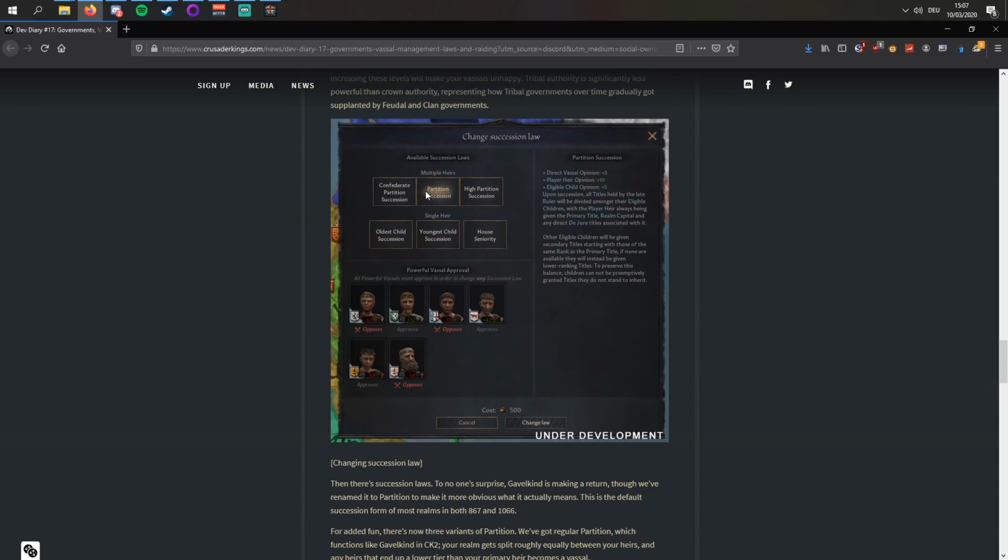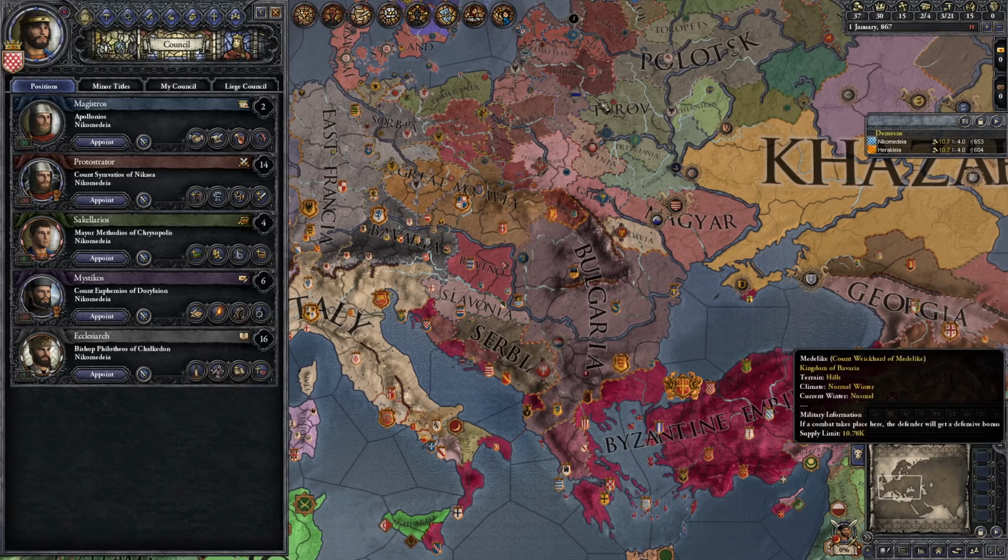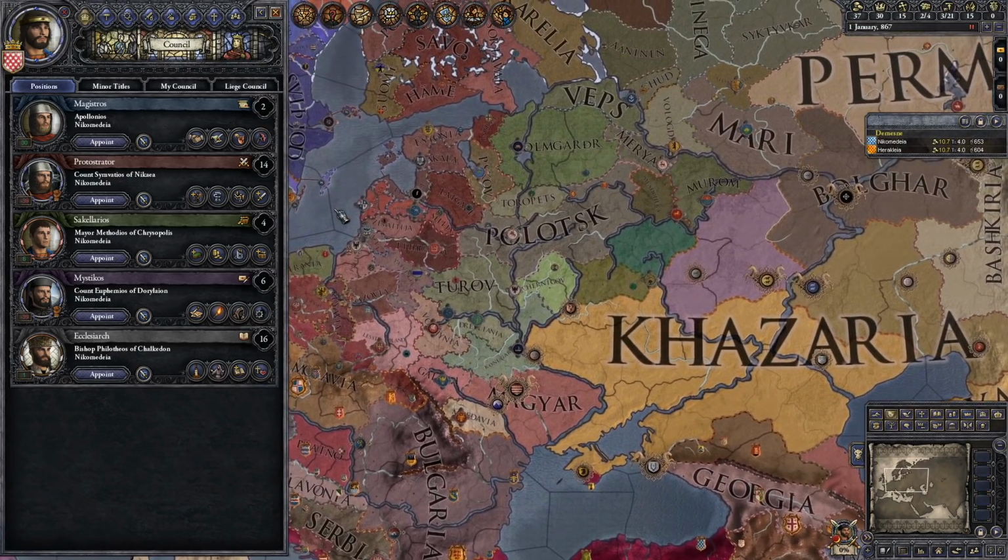So, we have 3 options for multiple heirs. This is essentially Gavelkind. Confederate Partition Succession, okay? Confederate Partition Succession, as explained down here, is essentially elective Gavelkind, as in, you may not be able to vote on it, but when a realm gets split and there are multiple kingdom tier titles that can be created, or highest tier titles anyway, they will be created.